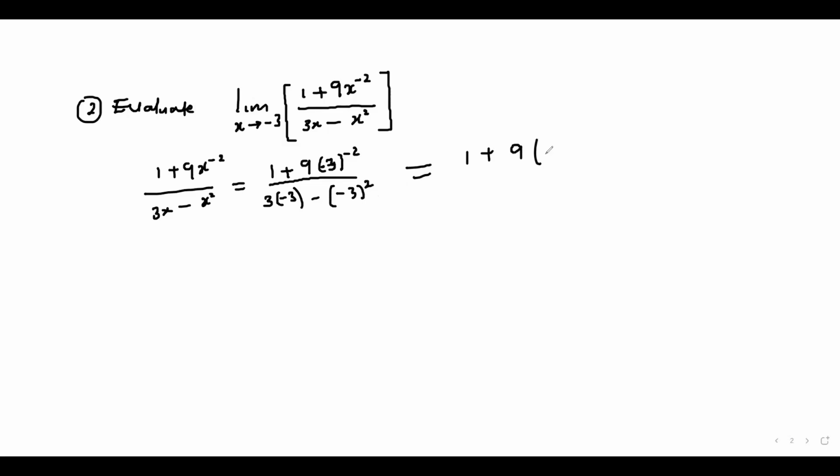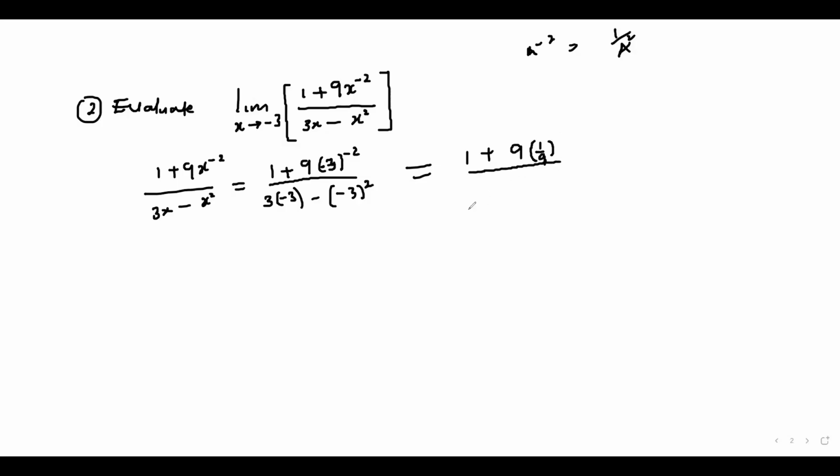9 open bracket. Now recall that a to the power of minus 2 is the same thing as 1 over a squared. Alright. So a to the power of minus 2 is the same thing as 1 over a squared. So this becomes 1 all over 9. 3 squared gives us what? 9.